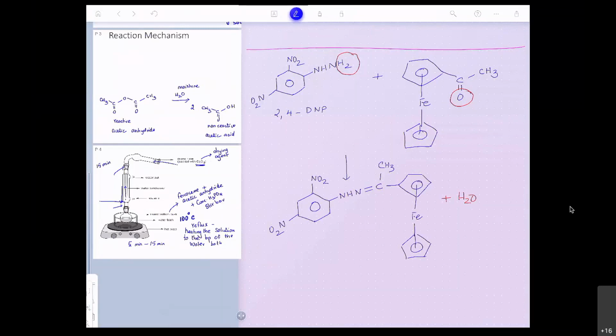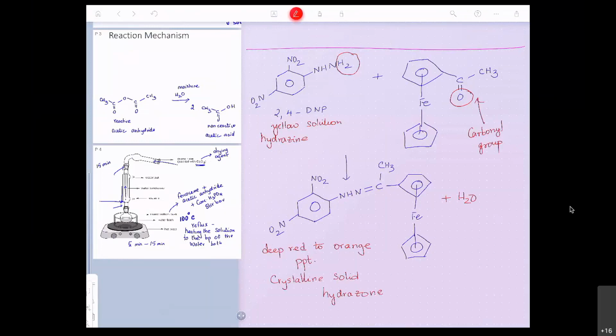So how do I look at this visually? This is going to be a yellow solution. This is going to be a deep red to orange. It can vary, the color varies. Precipitate. Usually they're pretty shiny, they're crystalline. This is called hydrazine, and this is called hydrazone. So the formation of a deep red to orange precipitate indicates the presence of a carbonyl group.